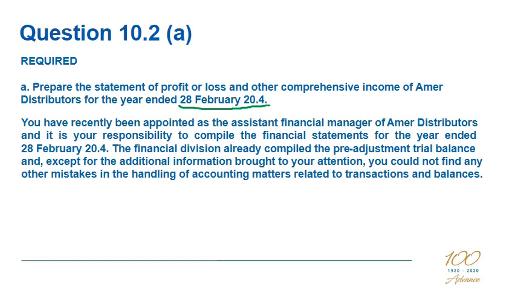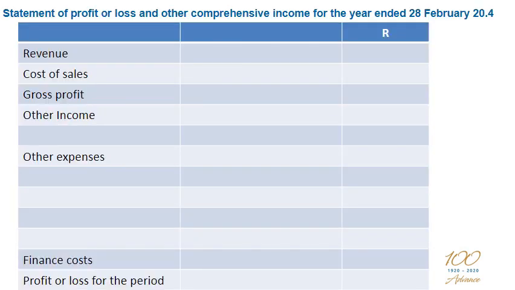So if we read the required part, we first of all get a framework ready so that we can find a method in the madness. The framework for the statement of profit or loss, and remember it's financial performance, so it's for the year ended, starts off with an adjusted sales figure, which we call revenue. From that, we deduct cost of sales to get to our gross profit.